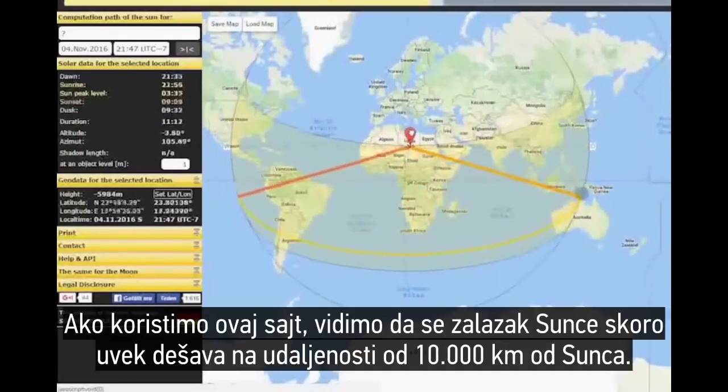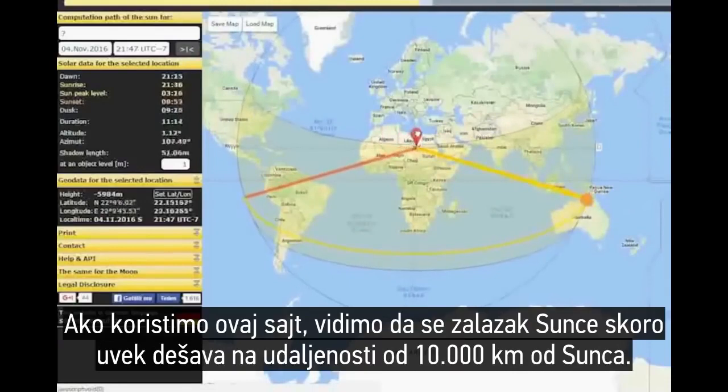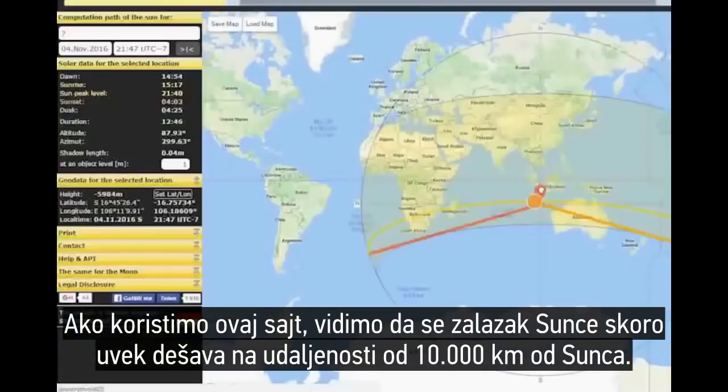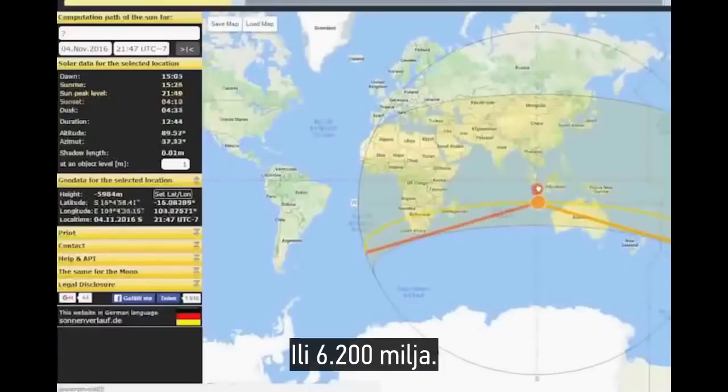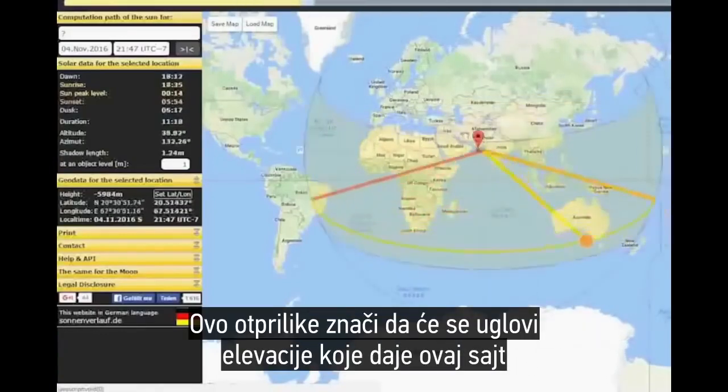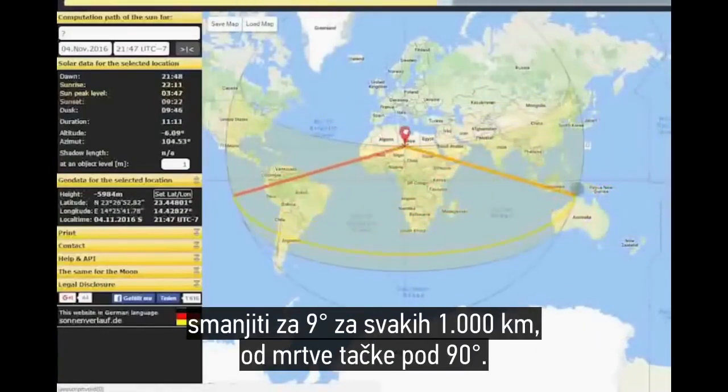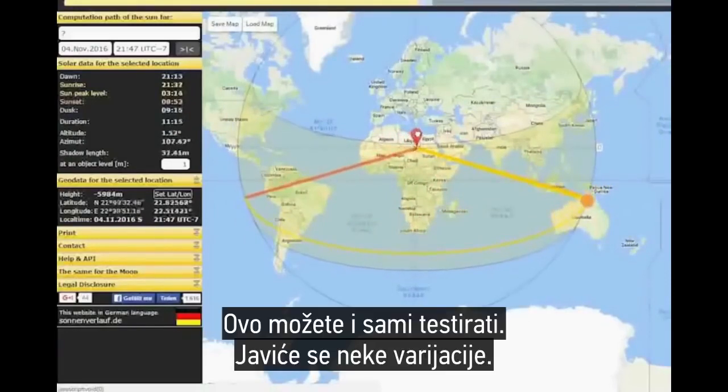If we use this site, we can find out that the sunset almost always happens at 10,000 kilometers away from the sun, or 6,200 miles. This means roughly the elevation angles the site gives you will go down 9 degrees for every 1,000 kilometers from 90 degrees dead center. You can test this yourself. There will be some variations.